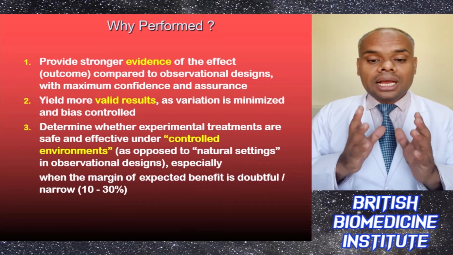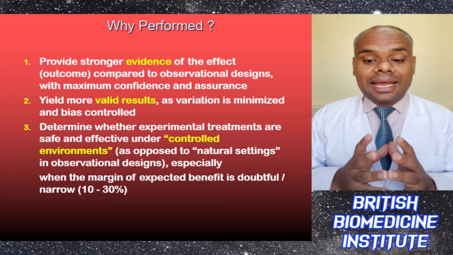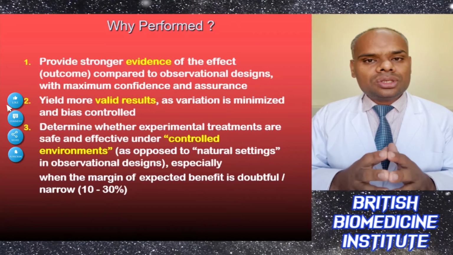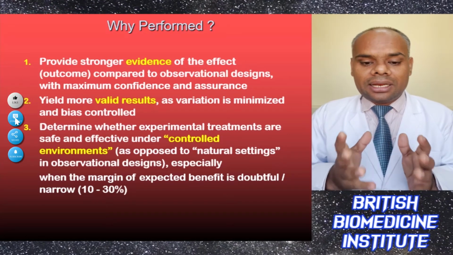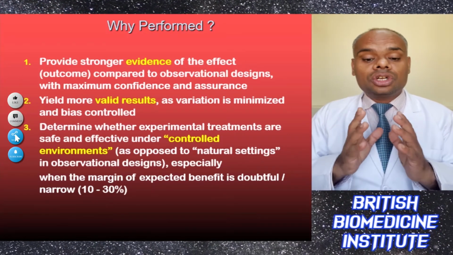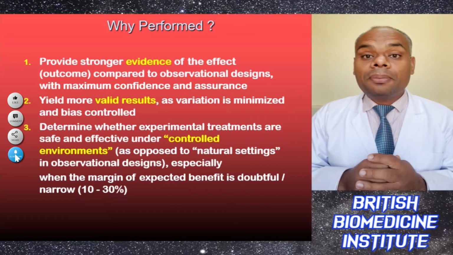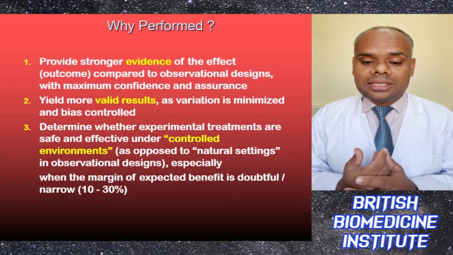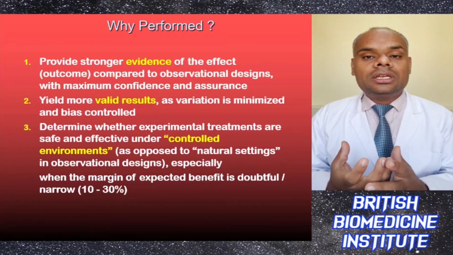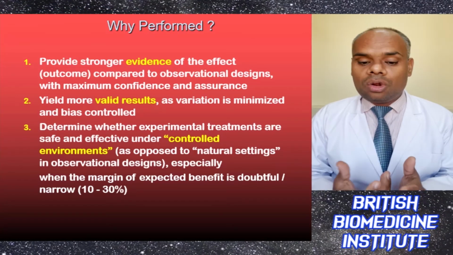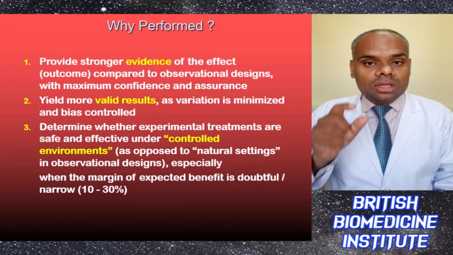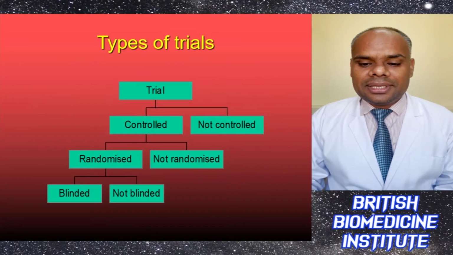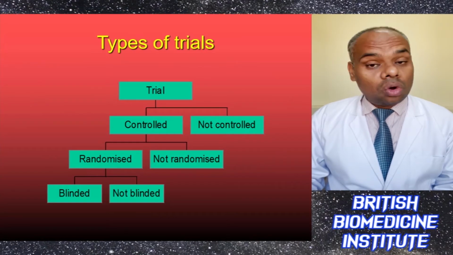It also yields highly valid results, as variation is minimized and bias is controlled. We can also determine whether the experimental design is safe and effective under a controlled environment as opposed to the natural settings in observational designs, especially when the margin of expected benefit is doubtful or narrow, suppose it is between 10 to 30%.